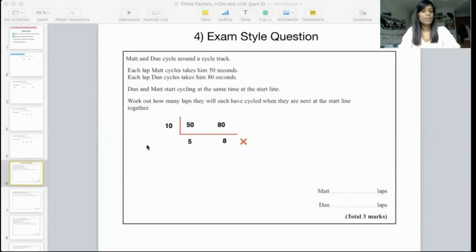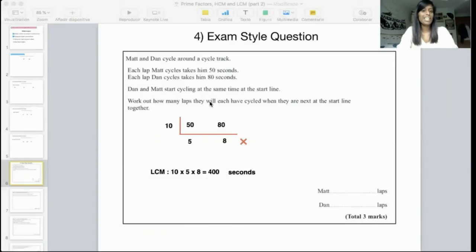So now we look for the lowest common multiple. The lowest common multiple, the LCM, is 10 times 5 times 8, which is 10 times 40, so that's 400. So it's 400 seconds by the time they'll cross over with each other.